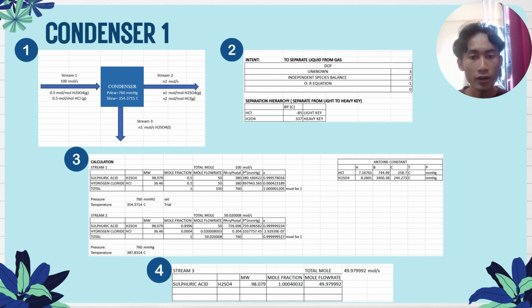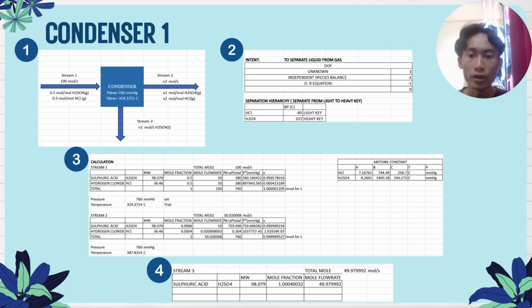So, separation hierarchy: separate from light to heavy. HCl has a boiling point of -85, and H2SO4 has a boiling point of 337. So we can see that HCl is a light key and H2SO4 is a heavy key. So now we go to calculation.